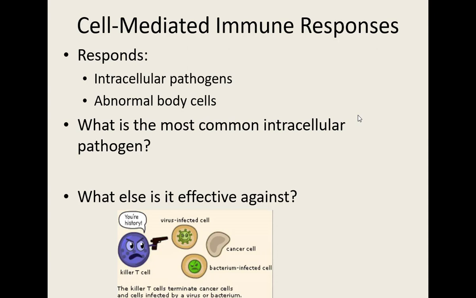So other things that it's effective against, yes, bacteria, cancer cells, parasites that can get inside of our cells, because we'll talk about some of those when we get to parasites. And we'll talk about some of the bacteria that like to hide out inside of our cells when we get to bacteria. But viruses really are the main target of the cell-mediated immune system.